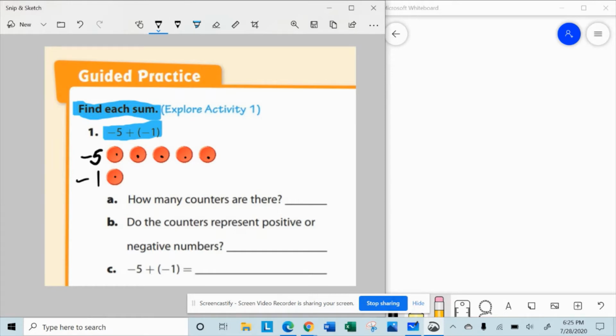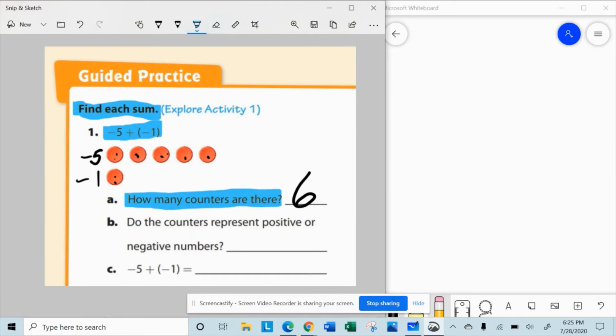So from here, we can answer A, B, and C. So let's look at letter A. How many counters are there? We're just looking at counters, not signs. How many counters are going to be left? So we have in total 1, 2, 3, 4, 5, 6. There's 6 counters.